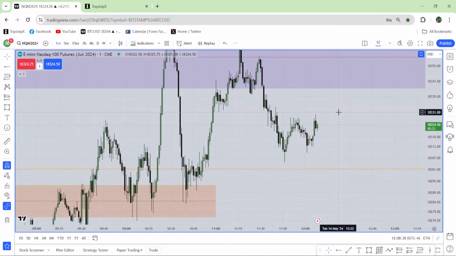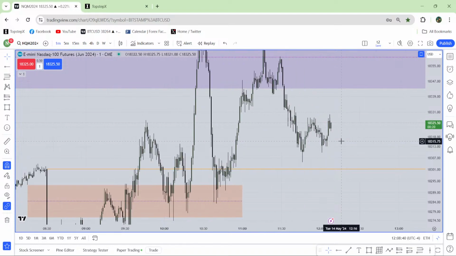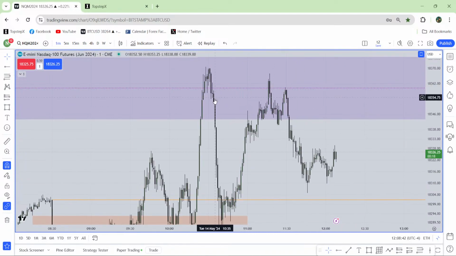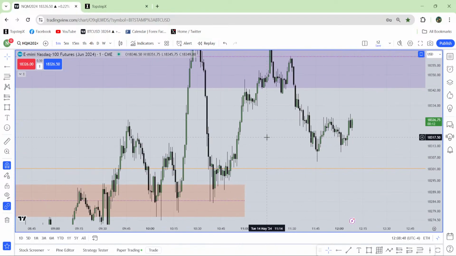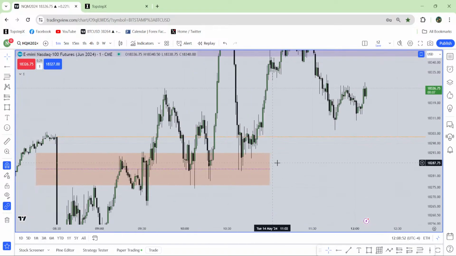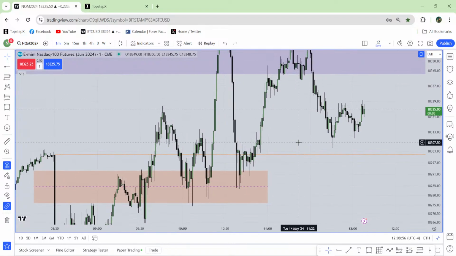Slowly you will get confident, man. Very, very confident. Then you will be able to take inversion fair value entry, breaker block entry, mitigation block entry, optimal trade zone entry, market maker model, every kind of entry you will be able to do. At the beginning, keep trading the easiest model.